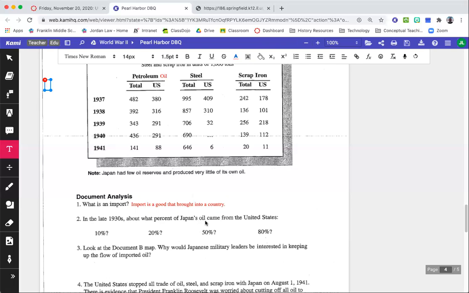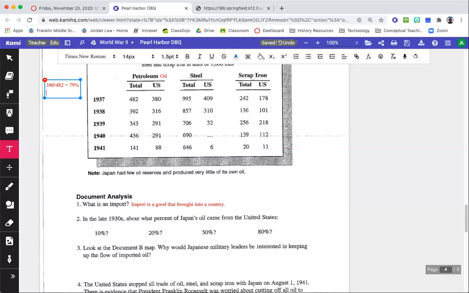So if we take the number 380, we'll start with 1937. All right, we'll take 380 divided by 482. All right, and we do that math. I'm going to do it on a calculator here. All right, that actually comes out to be 79% of the oil in 1937.